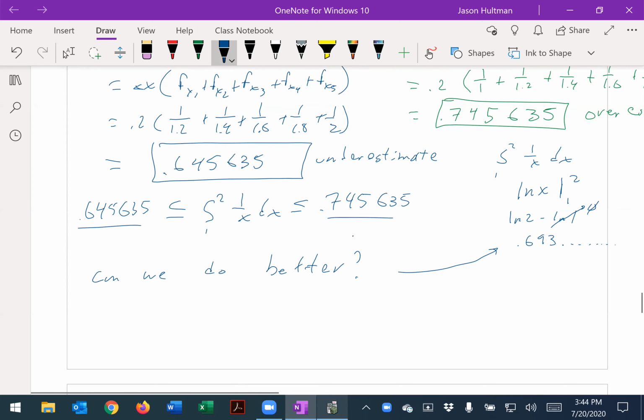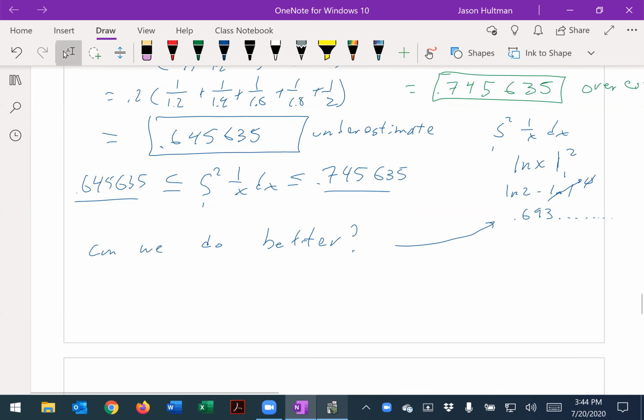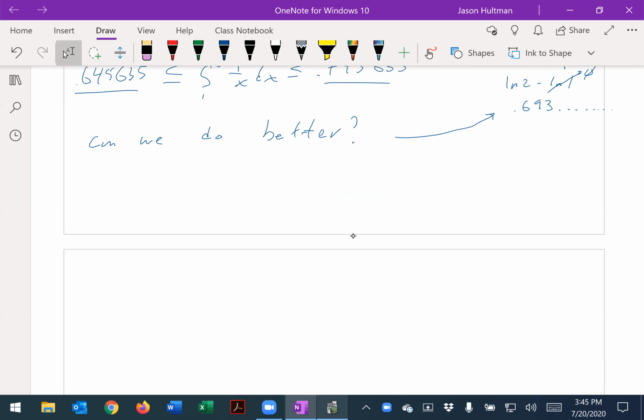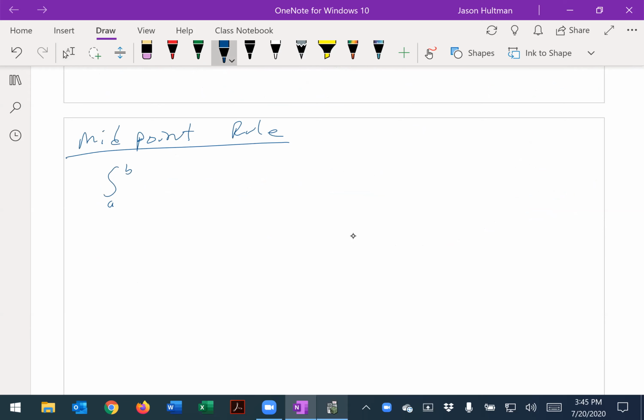Well, instead of using a right or a left, let's use a midpoint. Let's look at what we call the midpoint rule for approximations. The integral from a to b of f of x dx is approximately equal to the midpoint rule, which is equal to delta x times f of the average of the ith interval.